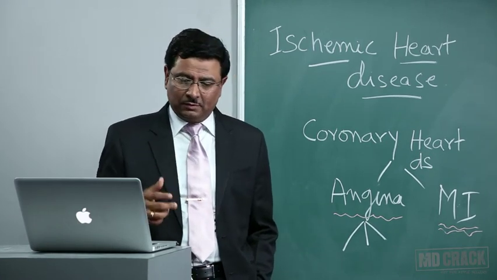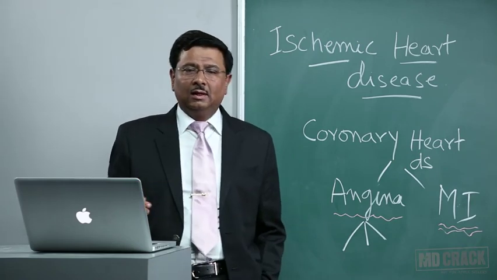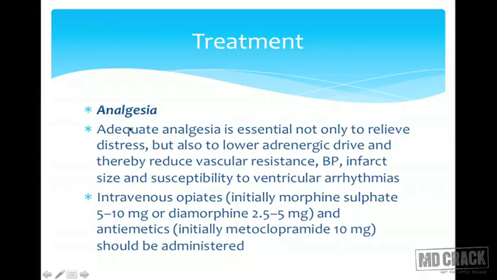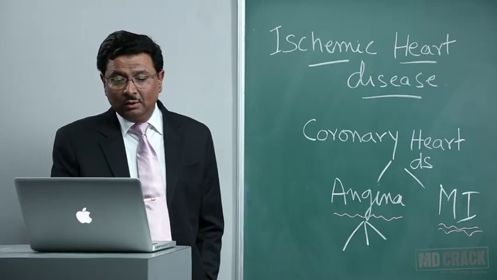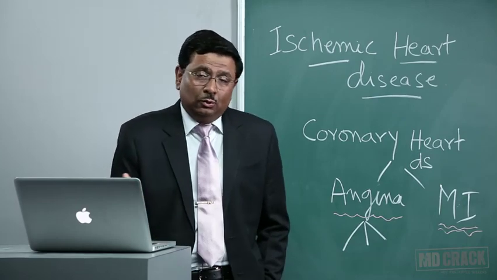So you have to take care of the pain, and accordingly an adequate anesthesia has to be given. Adequate anesthesia is essential not only to relieve distress but also to lower adrenergic drive and thereby reduce vascular resistance, blood pressure, infarct size and susceptibility to ventricular arrhythmias. So you can understand how important it is because ventricular arrhythmias can also lead to death.